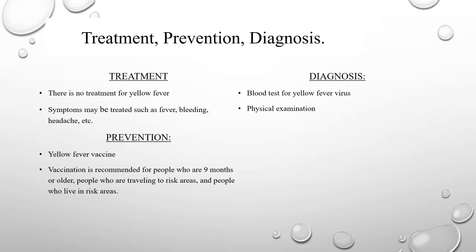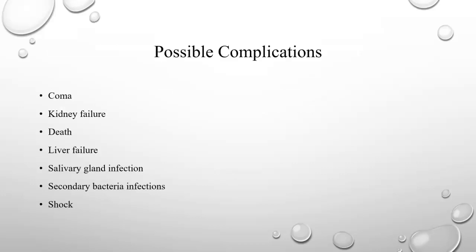Diagnosis: yellow fever can be diagnosed through blood tests. They usually take blood tests to see if the virus is in your blood, and sometimes a physical examination, because there are some symptoms that can be seen physically, for example the yellow eyes and yellow skin. Possible complications due to yellow fever include coma, kidney failure, sometimes death, liver failure, salivary gland infection, secondary bacterial infection, and shock.